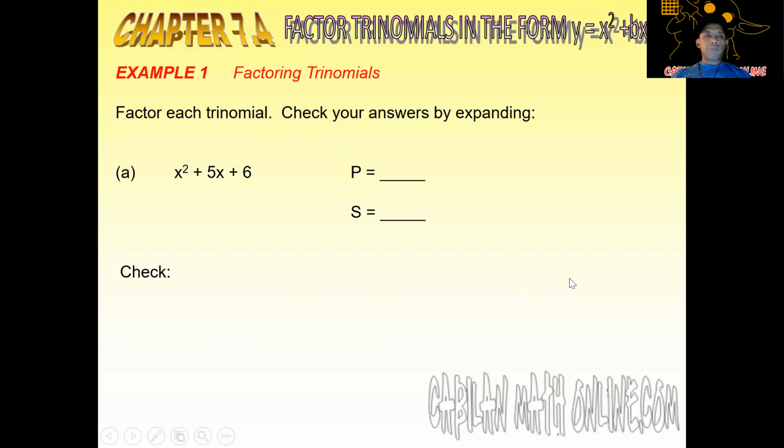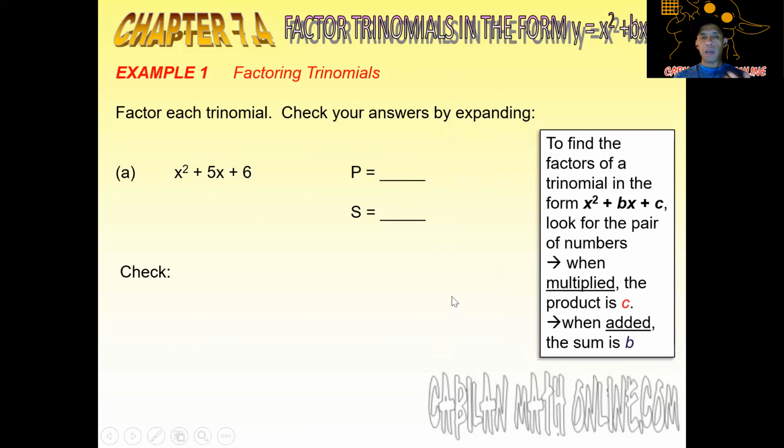What we have here is x squared plus 5x plus 6. So I want you to just take a look at the steps here, because we will be using the exact same steps, okay?